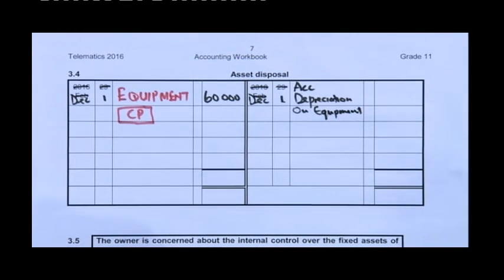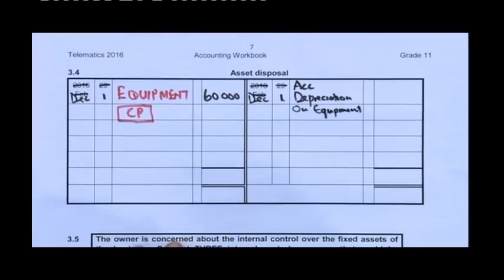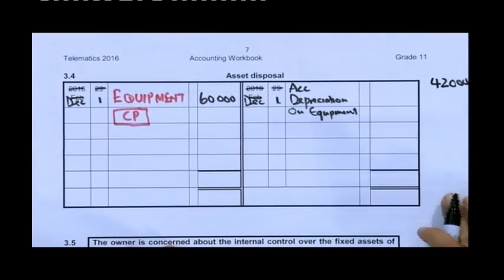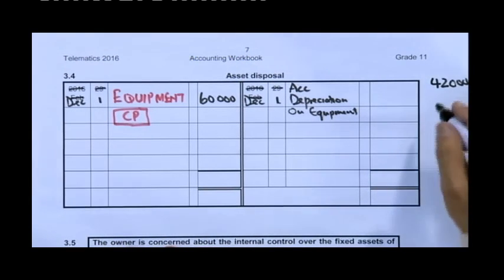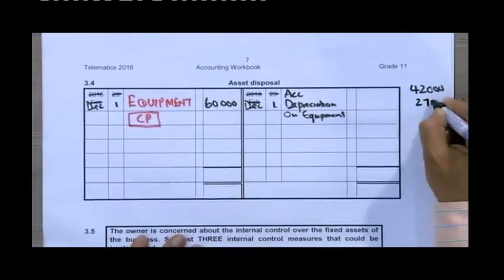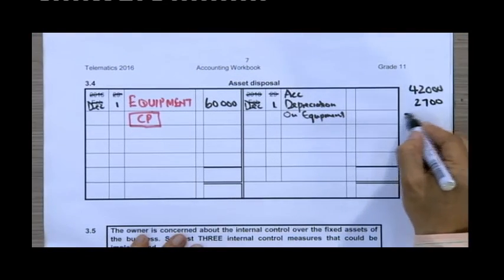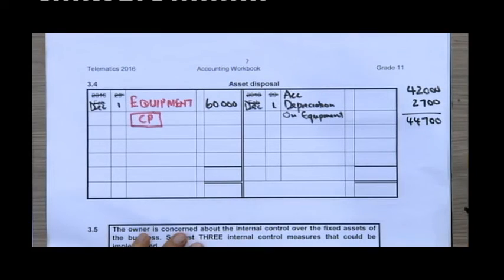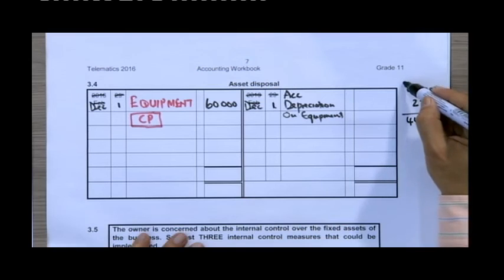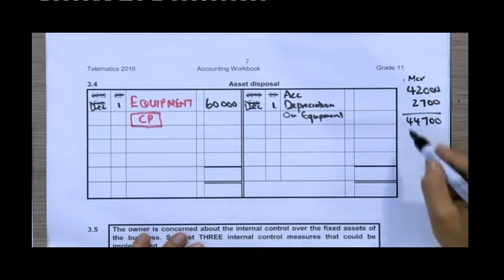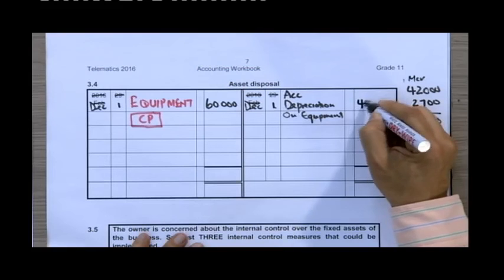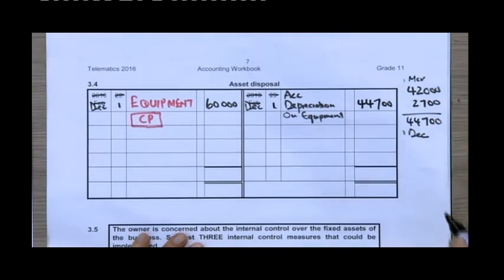Okay. Now remember, the information says that the accumulated depreciation at the beginning of the year was 42,000, but we wrote off an extra 2,700. So we got to a total of 44,700. That was at the beginning of the year, which was the 1st of March, but this was the accumulated depreciation on the day that we sold it, which is the 1st of December. So the 44,700 goes in over there.